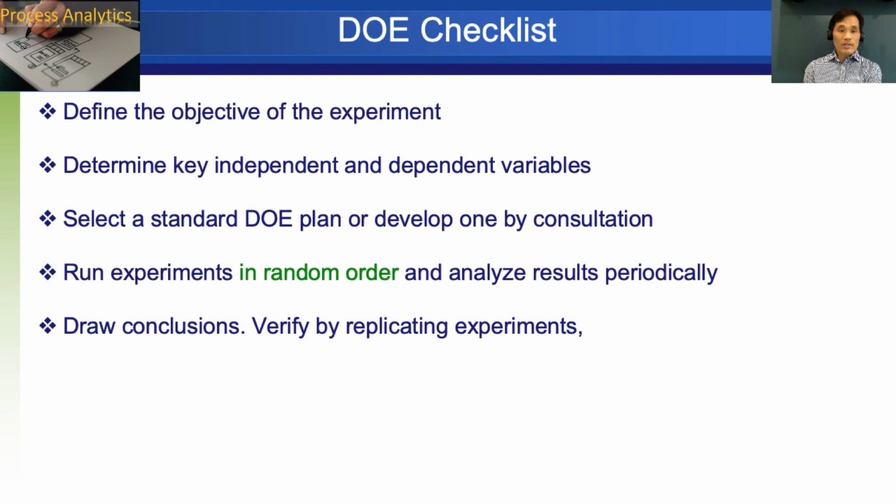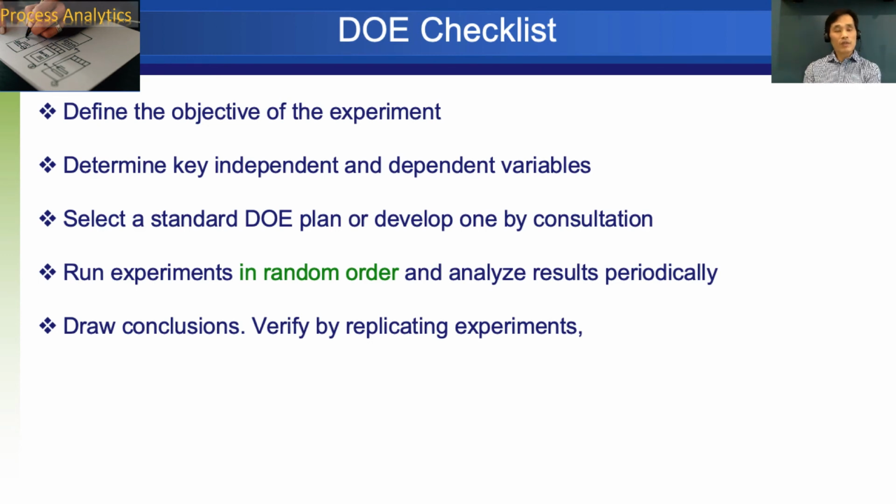Now let's think about the DOE checklist. Define the objective of the experiment. So we have to carefully define it. The second thing is determine key independent and dependent variables carefully. And then select a standard design of experiment plan or develop one by consultation. Fourth, run experiments in random order and analyze results periodically.